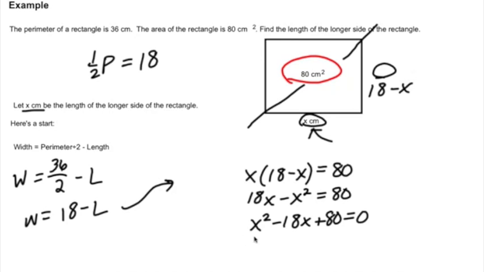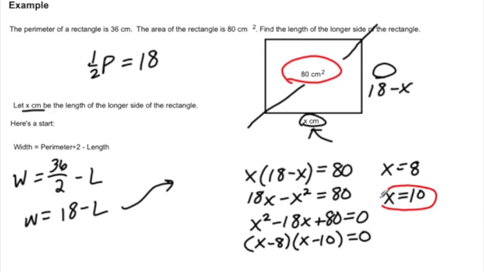And here, again, I could use the cross method, or I could also see that x minus 8 times x minus 10 equals 0. So x could either equal 8 or x could equal 10. But if I'm looking for the longer side of the rectangle, the longer side would have to be when x equals 10, because 10 is bigger than 8. So my answer is 10 centimeters.